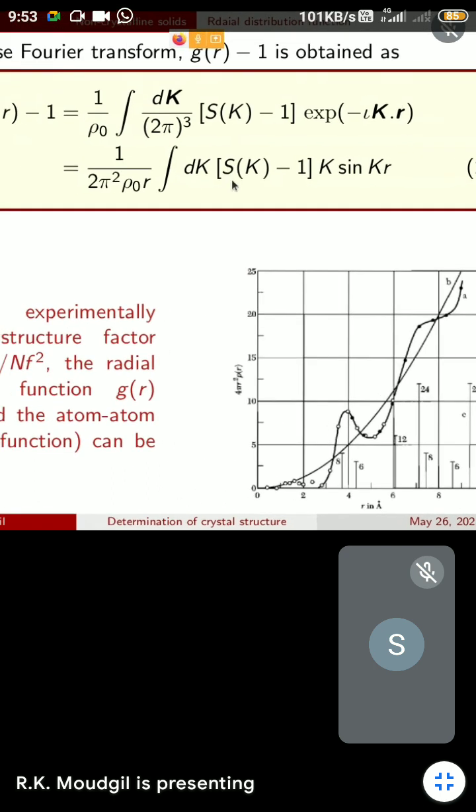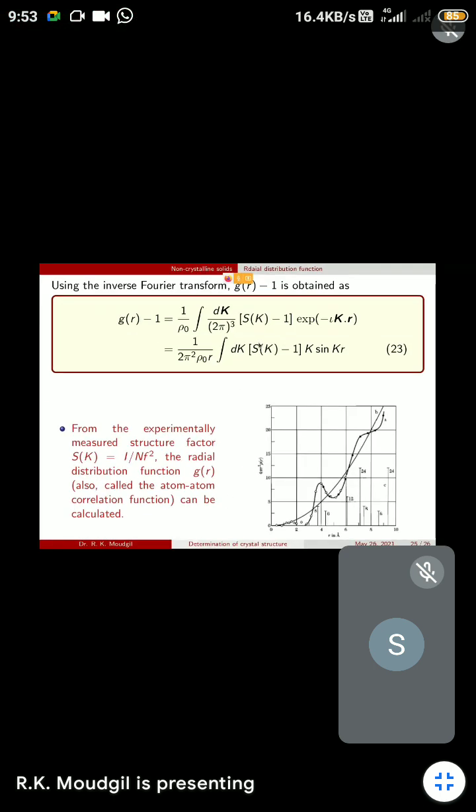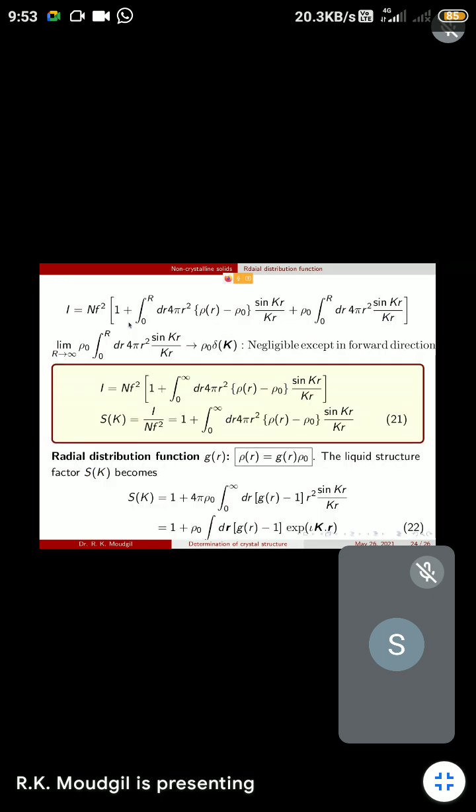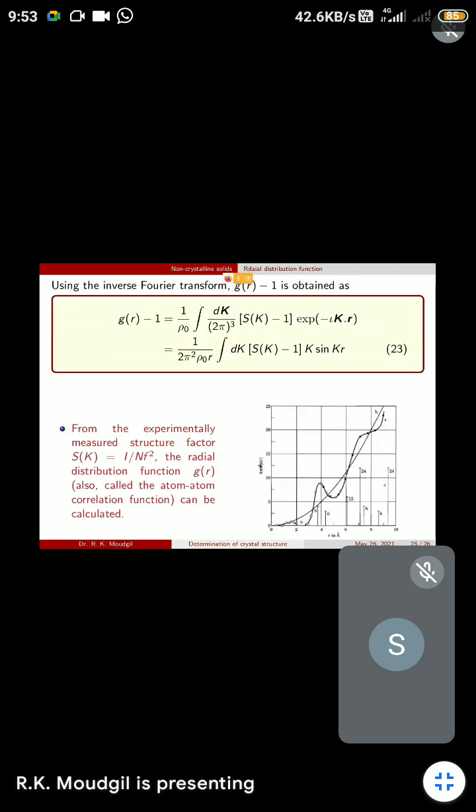जो आपने एक्सरे डाइफ्रैक्शन का एक्सपेरिमेंट परफॉर्म किया, वहां से हमें S(K) मिला as a function of K. इसको इंटीग्रेट कीजिए, you get G(r). G(r) आप जहां सब्स्टिट्यूट करें, you get ρ(r). So there are two curves shown here.